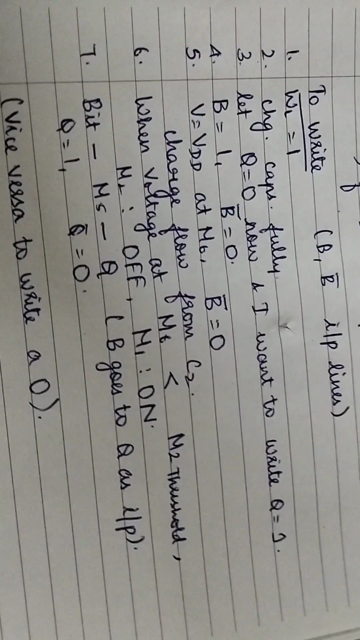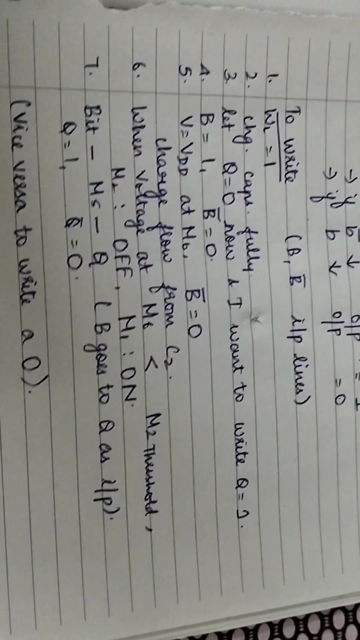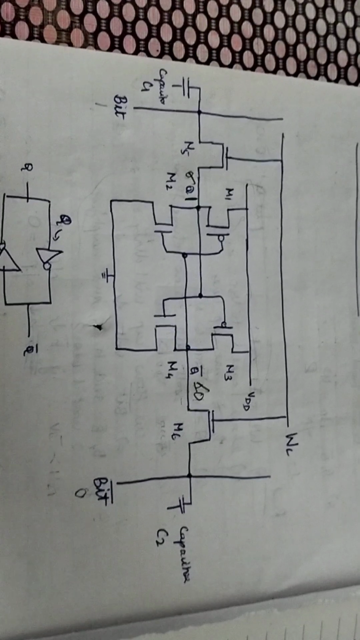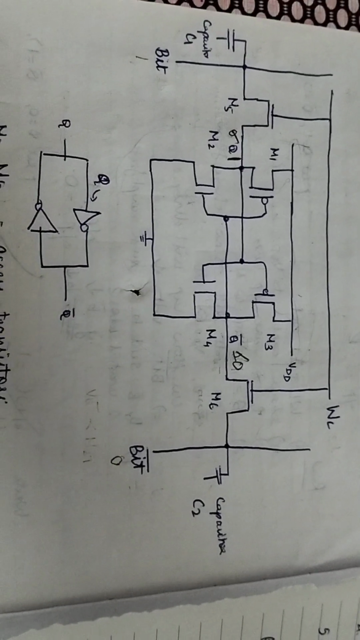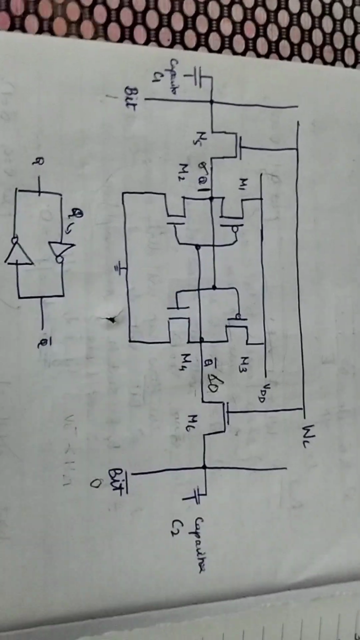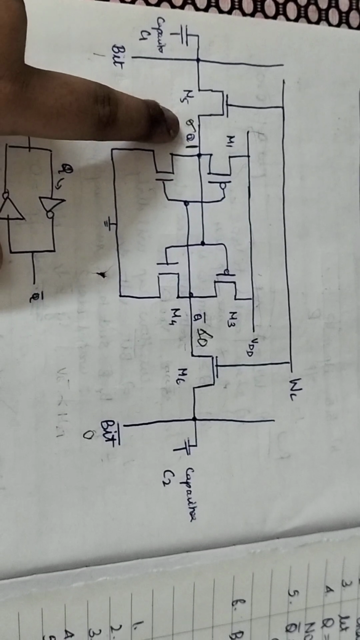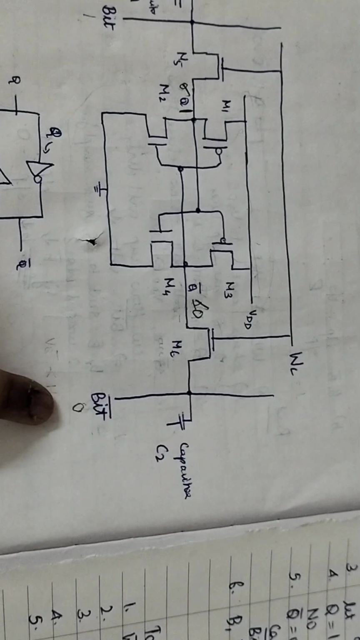I'll give you a quick recap. Take a quick look at the steps. We go back to the circuit and we'll see. Now step number 1, set the write line as a 1 to indicate that this cell is selected. Step number 2, charge the capacitors fully. Step 3, assuming that the current contents of Q are 0 and I want to write 1. So I set 1 as bit and 0 as bit complement.